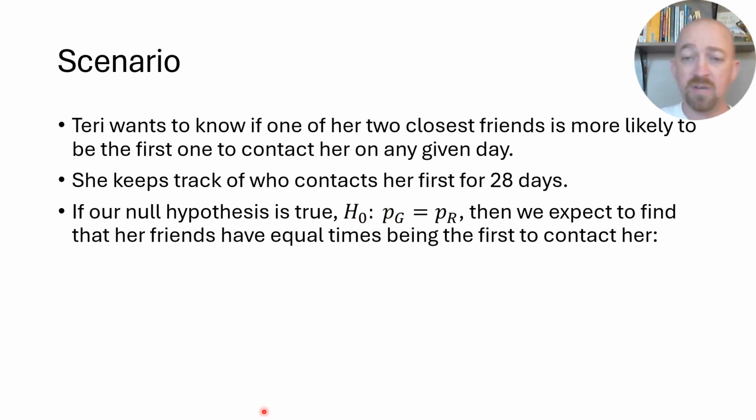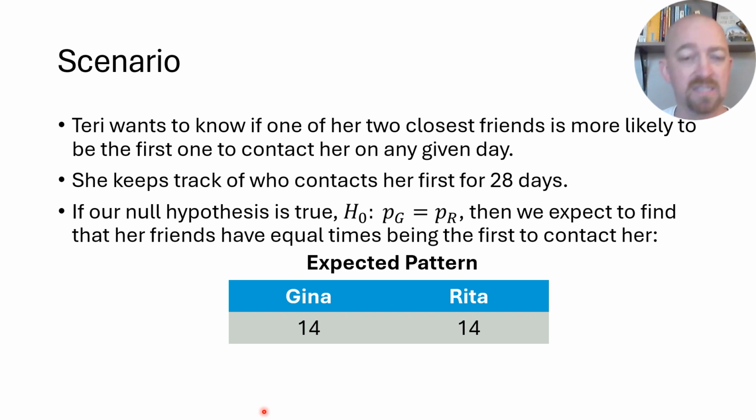So if our theory is that neither friend has a different probability, this is what we should see. We should see that the frequencies, or the probabilities essentially, of either friend being the first one to contact her aren't different. Now, because it's 28 days, this is what her data would be expected to look like, right? We would expect Gina, one of her friends, to contact her 14 times out of those 28 days, and Rita to be the first to contact her 14 times out of those days.